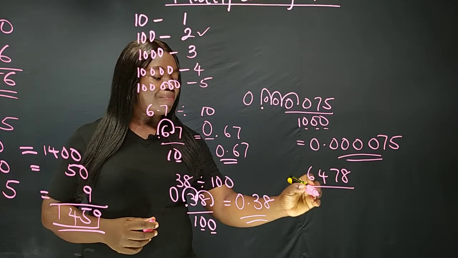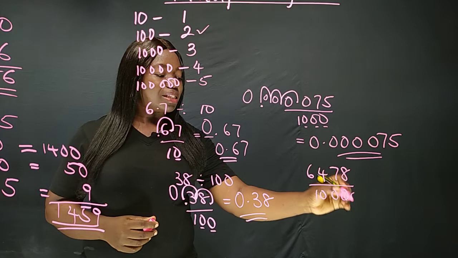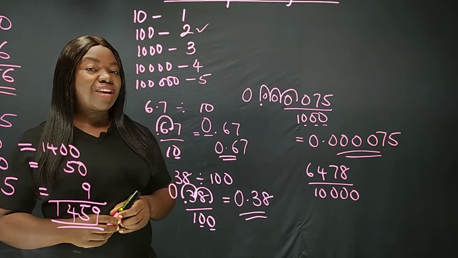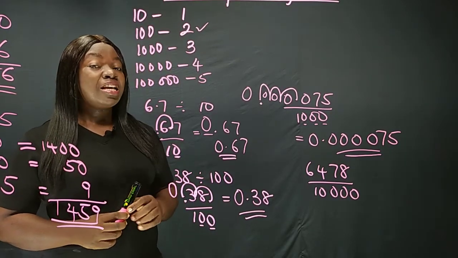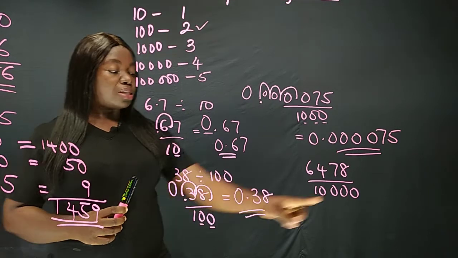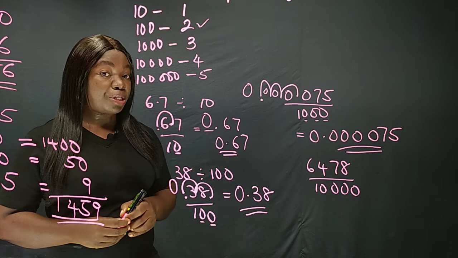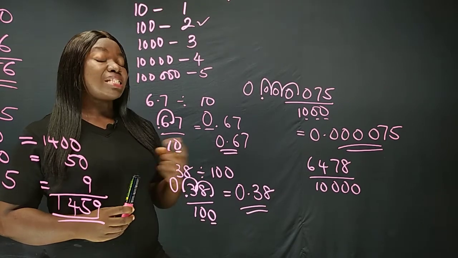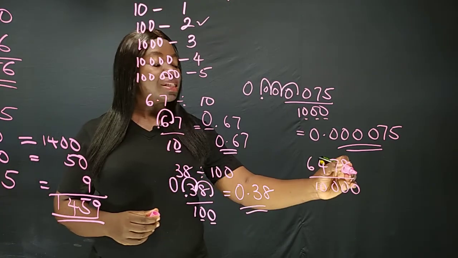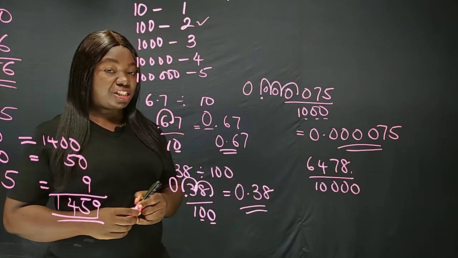Now one more example before I'll allow you to go, and that is 6,478 divided by 10,000. What is 6,478 divided by 10,000? Now 10,000 has an index of 4 because it has 4 zeros. So we have 1, 2, 3, 4. So we'll be counting from the decimal point to the left. Do not forget. Now where is the decimal point of a whole number? It's always at the last, behind the last digit.